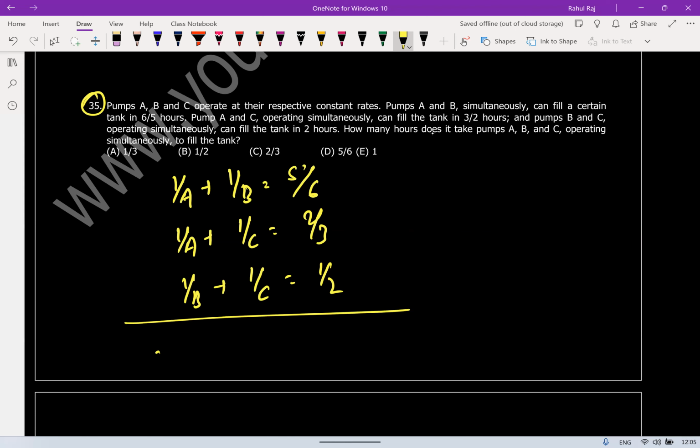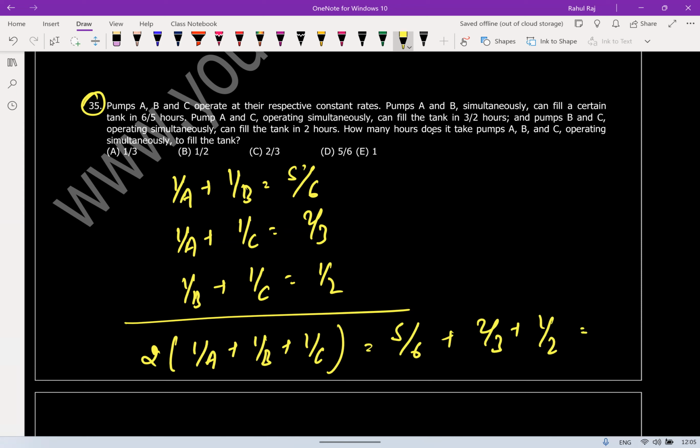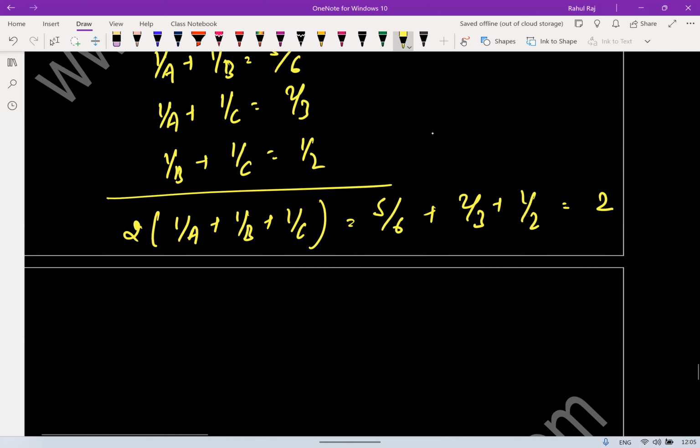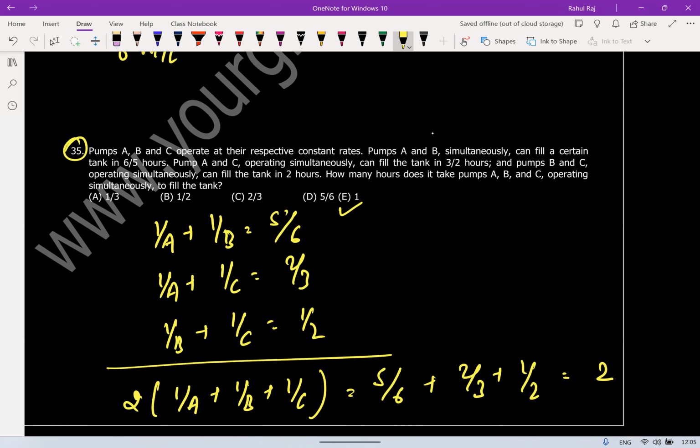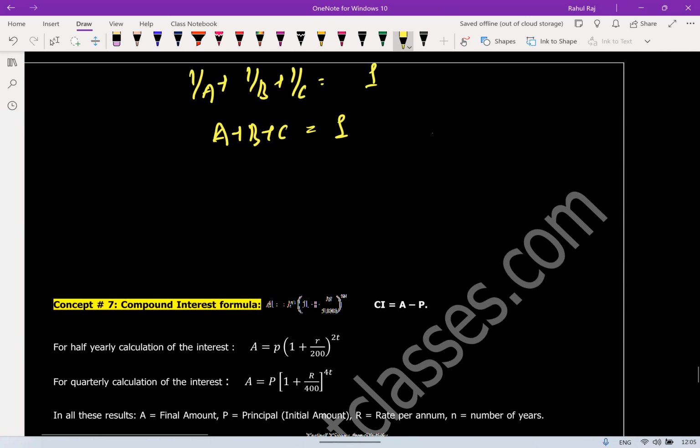Just add it. Twice of 1 by A plus 1 by B plus 1 by C is equal to 5 by 6 plus 2 by 3 plus 1 by 2. When you add this, you will get 2 over here. So technically, 1 by A plus 1 by B plus 1 by C is equal to 1. So 1 should be your answer. That's it. Pretty simple one. Nothing needs to be done at all. So this was time, work, rate and time.